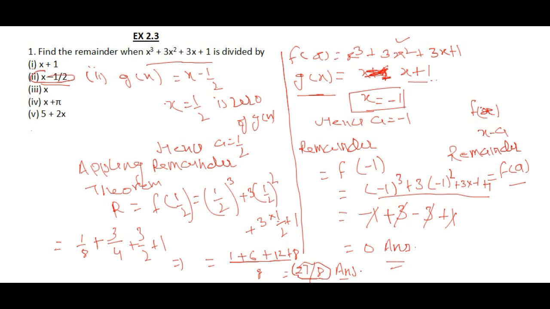Similarly, for the third question, what is the zero of this polynomial x? Since the third question is very short, without giving much time, g of x is equal to x. So what is the zero of this polynomial? 0. So a is equal to 0. So you simply have to find f of 0. So what is f of 0? It is equal to 1. So this is the answer for the third question.